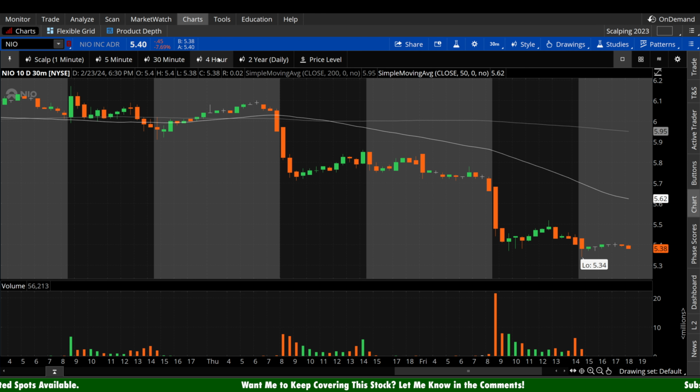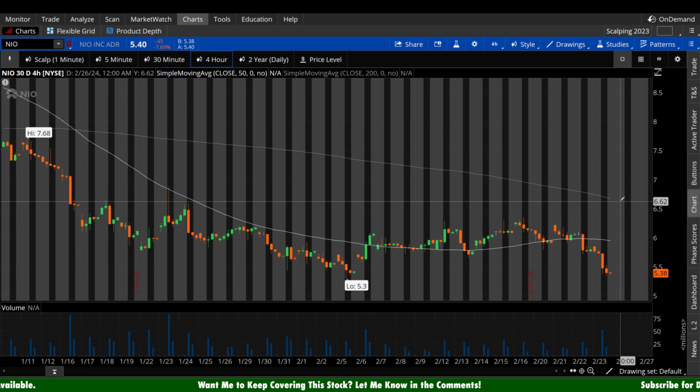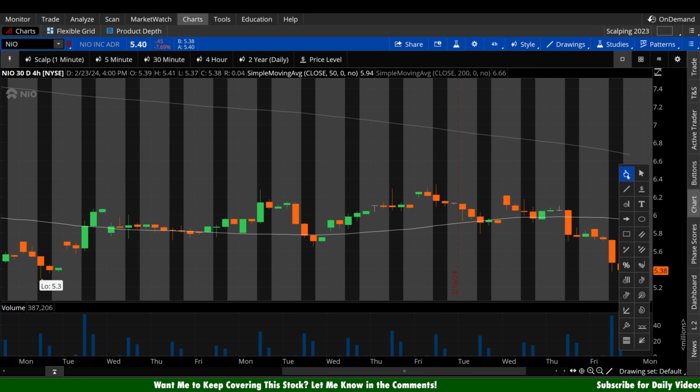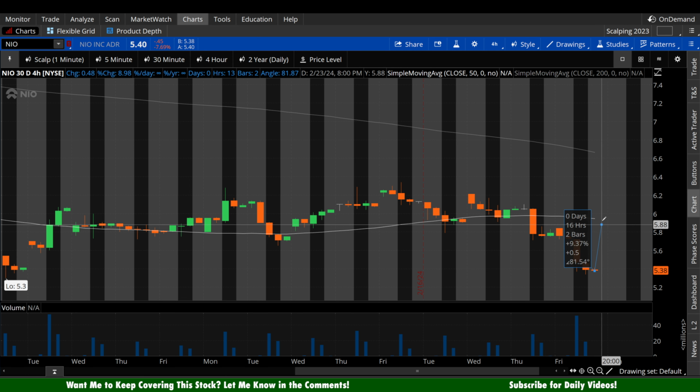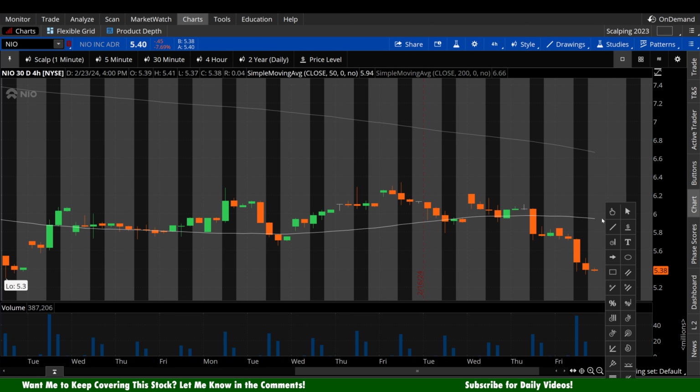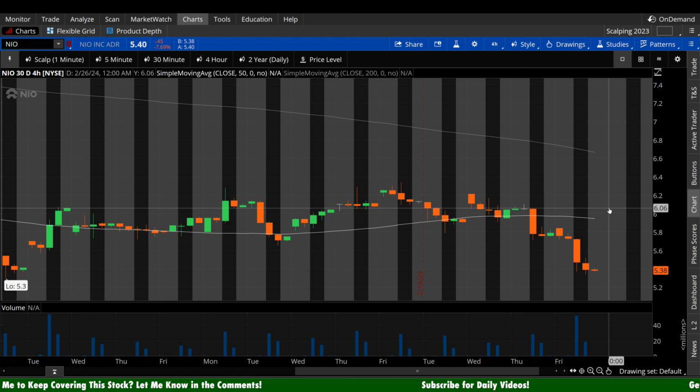Now, let's move on here to the 4-hour chart and take a look. You can see that that white line is the 50 period. That is the closest and, I would say, the most in play here on the 4-hour. You can see that the stock is currently about 10.65% away from that 50 period.